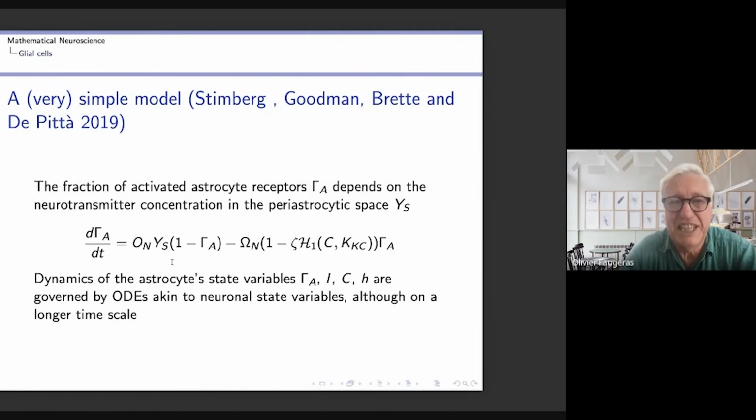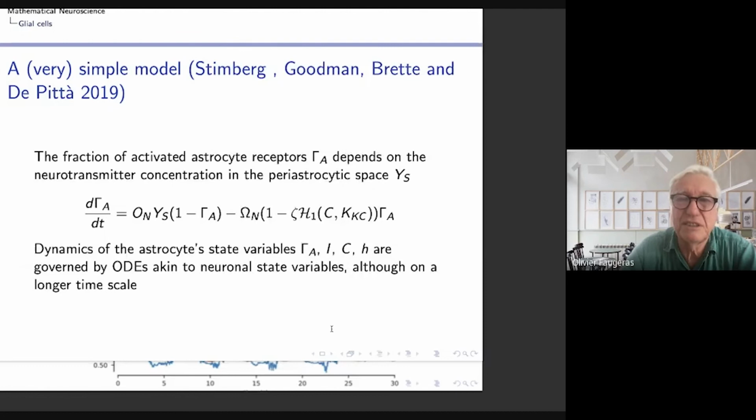So as a conclusion, I went very briefly without any details, but what's important is that you see that in this model, which is one of the most advanced as of today of astrocyte calcium regulation, if you wish, the dynamics of the astrocyte state variables, gamma sub A, I, C, and h, are governed by ODEs, which are very much like neuronal state variables, although much slower than in neurons.